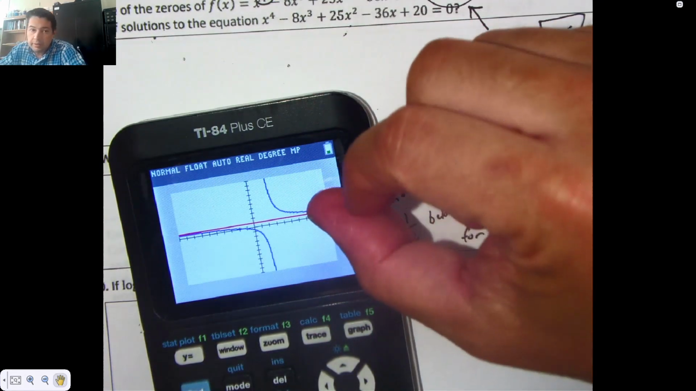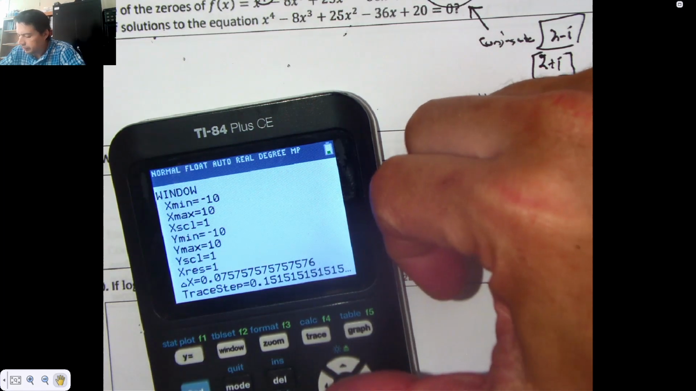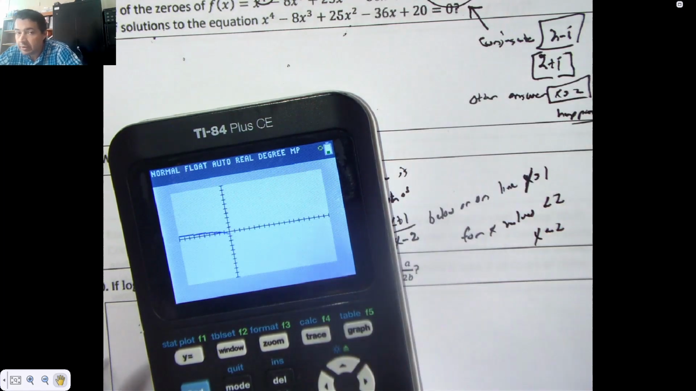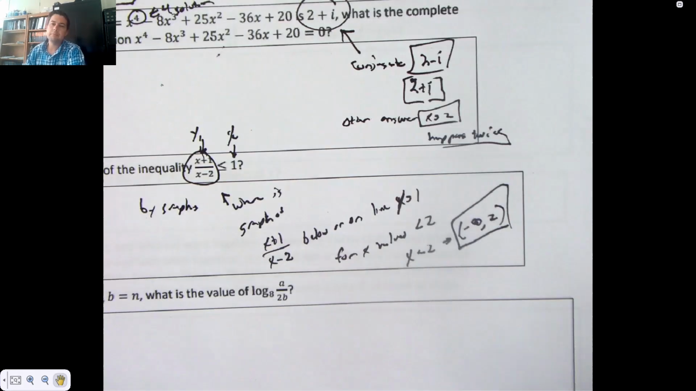Now, I don't think this will ever happen to the right. I'm going to look left about 20 units. I should not cross that line up top. It should just hover right over it. And it does. It's never going to cross that. So there you go. If we like interval notation, negative infinity to 2. That's probably how it would be presented. Probably.